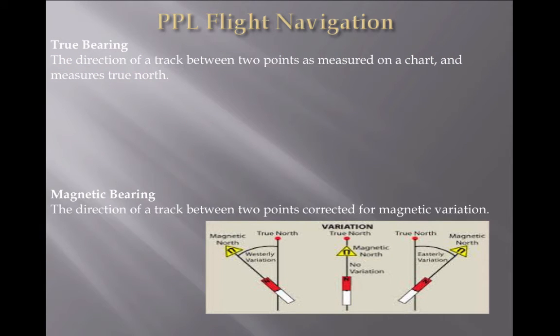True bearing is the direction of a track between 2 points as measured on a chart and measures against true north. Magnetic bearing is the direction of a track between 2 points corrected for magnetic variation. And this goes back to the east is least, west is best. We will get onto some examples in the next couple of slides.